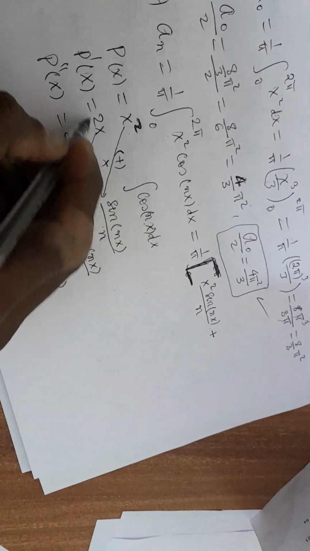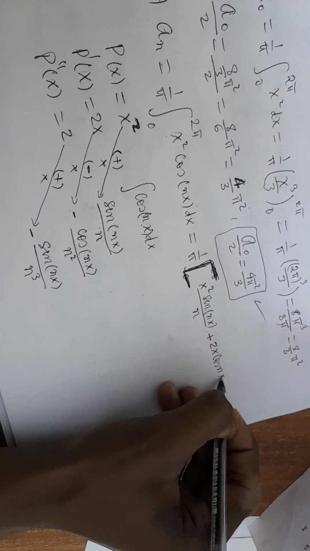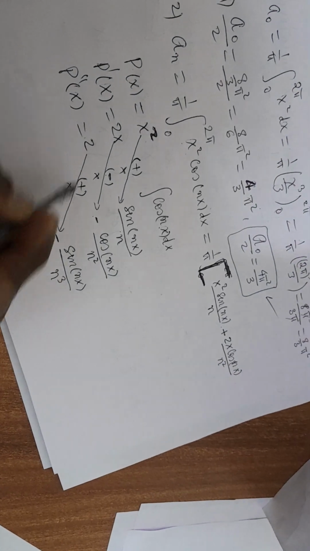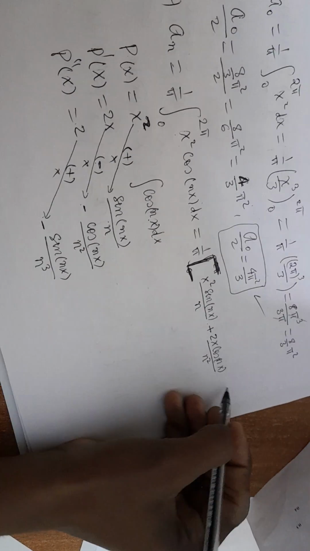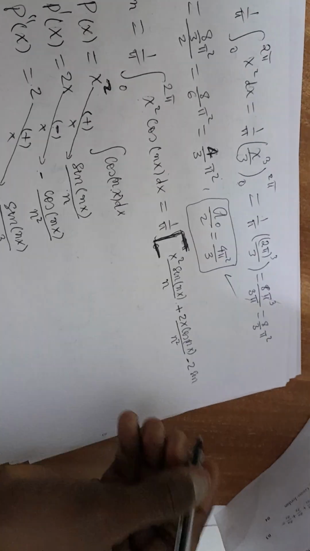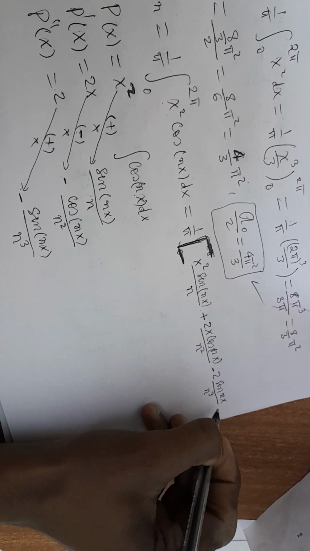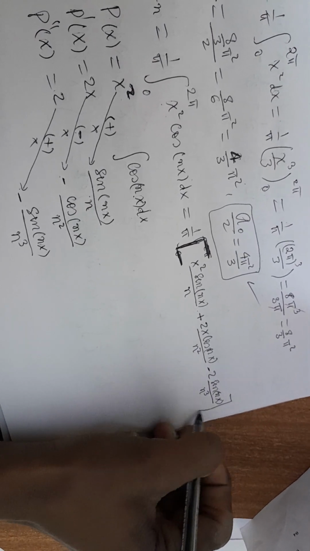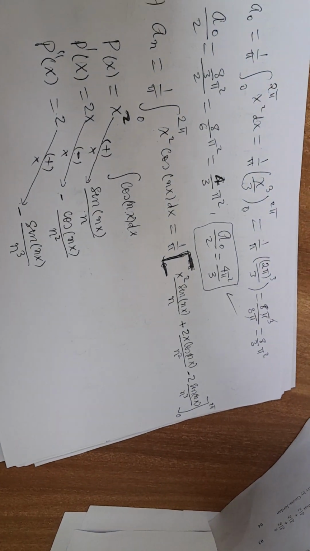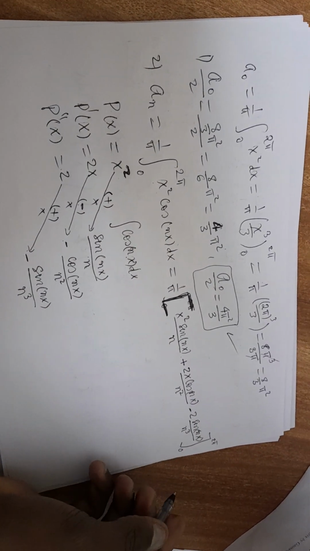Then I will get 2x cos nx upon n squared. Then I will get minus 2 sin nx all upon n cube, between 2 pi and 0. Hope you can understand this one. You see how we did this integration in this way.